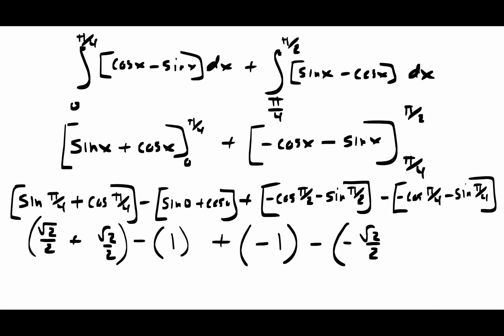Minus negative root 2 over 2. Okay, are we good there? Negative root 2 over 2 minus 1, so it's just negative root 2. Yeah, so the negative root 2s are going to cancel out, because we need negative 1 minus 1, so we get negative 2.